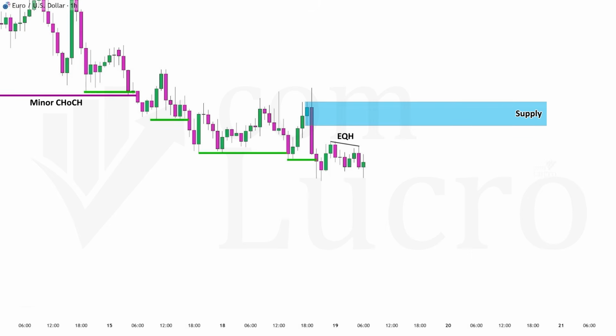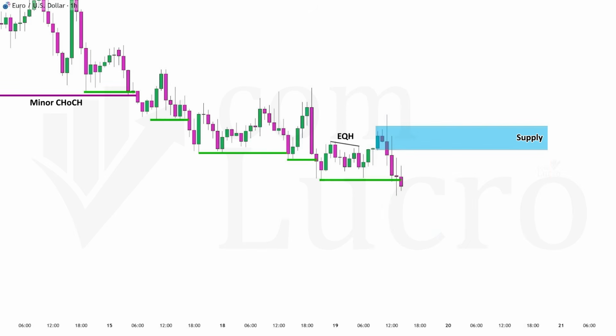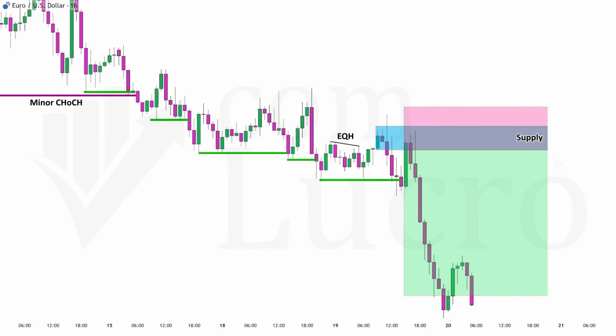If price retraces into this supply zone, it offers a potential entry point. As the move continues, another breakout occurs and a new supply zone is formed. From here, we can continue taking short trades until price approaches the next significant level ahead.